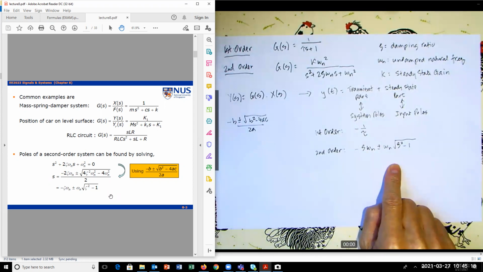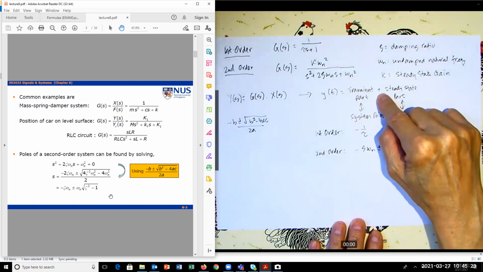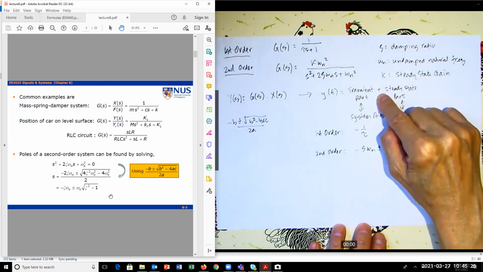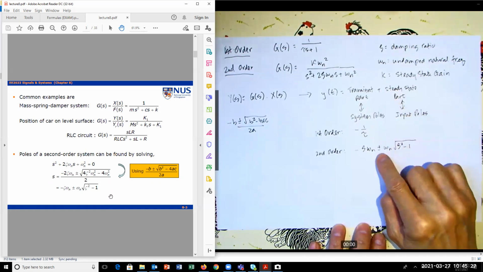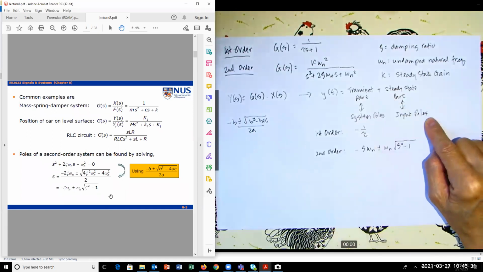So this will define how the transient behavior looks like for the output. All right, for the system poles. The input pole, of course, will depend on the input. If the input is an impulse, then the input pole will be 1, 0, 0, okay? There is no input pole.